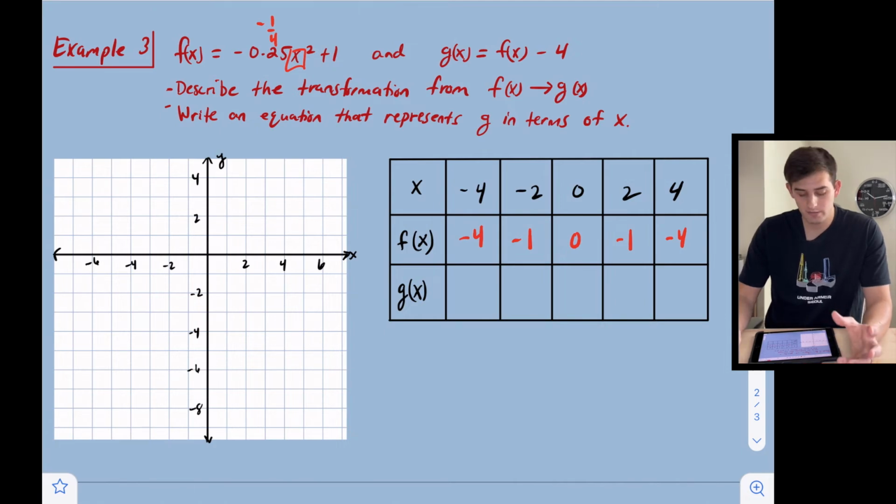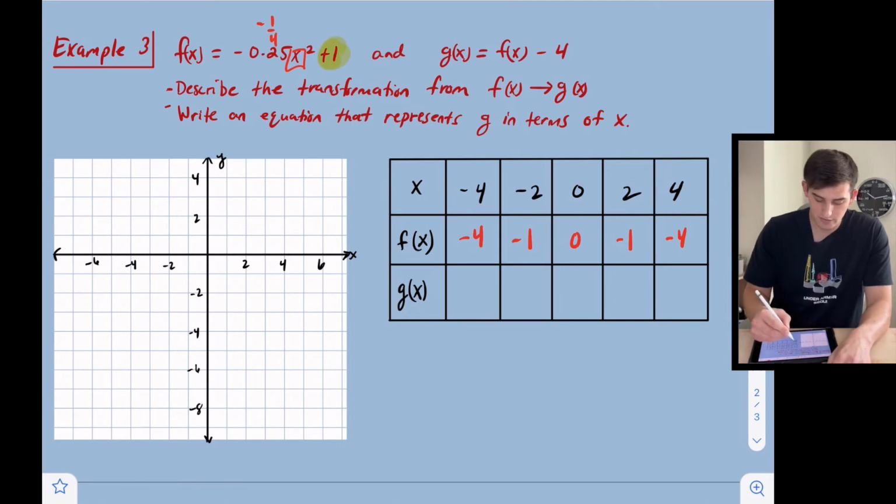Okay, but remember, we do have this plus 1 right here. So now we can go back to all of these terms and just add 1. So negative 4 plus 1 would be negative 3. Negative 1 plus 1 would be 0. 0 plus 1 would be 1. Negative 1 plus 1 would be 0. And negative 4 plus 1 would be negative 3.